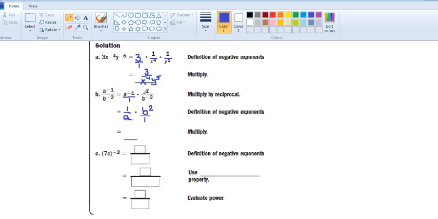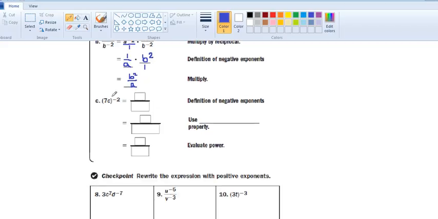We're just treating these as two separate problems right now, but we're going to multiply them later. All right, so look what we have on the top. It's 1 times b squared, which is b squared. And then on the bottom, it's a times 1, which is a. And all the negative exponents are gone. Okay, letter C.